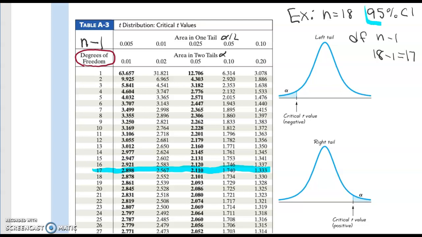Next, you have a 95% confidence interval. Well, that means we have alpha equals 1 minus 0.95, or 0.05. So I'm going to go ahead here and find the area in the 2 tails, or alpha, is 0.05, and I'm going to mark off that column. Where my row and my column meet is at 2.110. So our critical value, t, is equal to 2.110 in this problem.